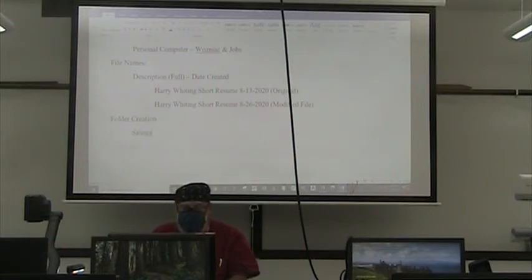All right, so we always want to use a strong descriptive name. On my own computer here at work or my one at home, I use a lot of folders, and even my folders will have subfolders, and sometimes the subfolders will have sub-subfolders to try and keep things organized.